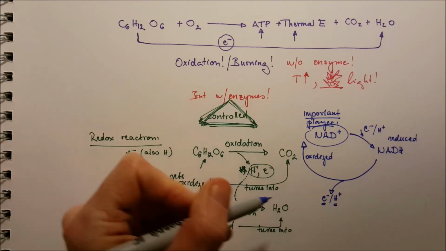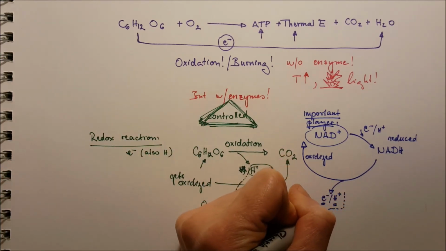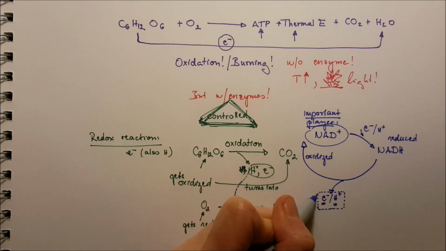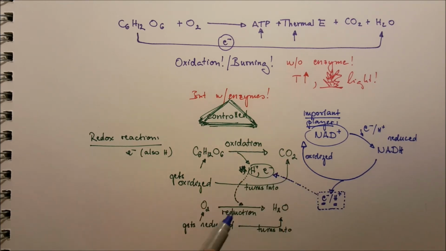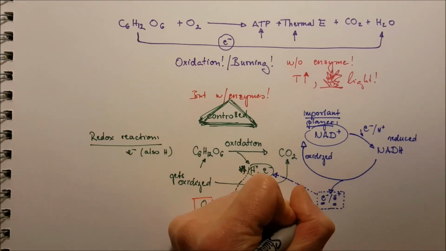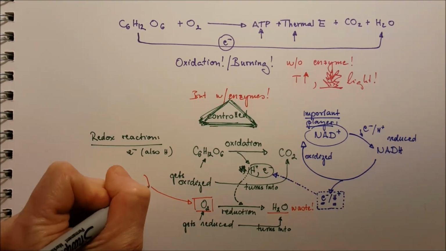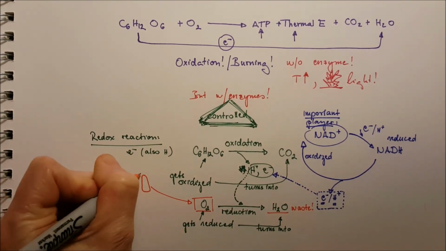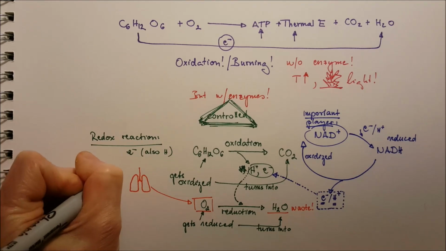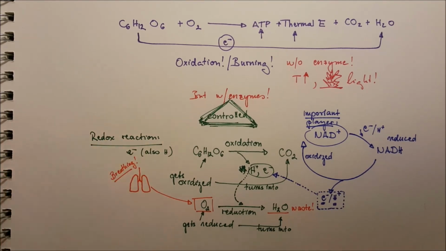How is that? NAD+ is an electron transporter that carries the electrons from the glucose to the oxygen, and the oxygen will pick it up and turn into water. Where does the oxygen come from? From breathing.